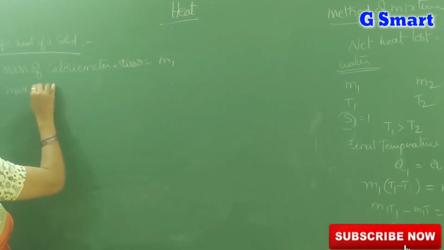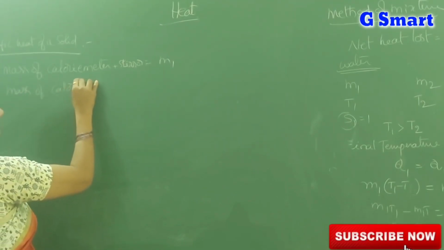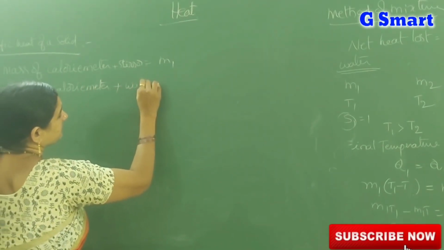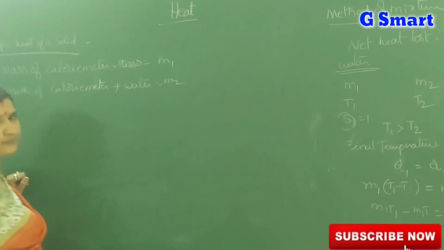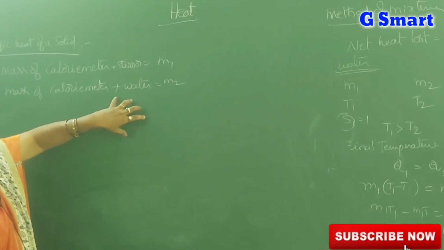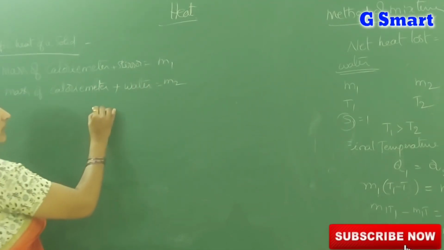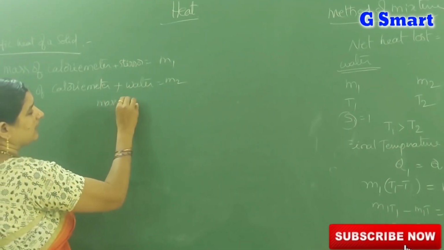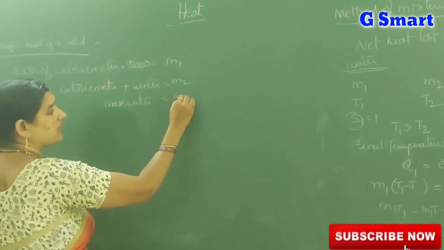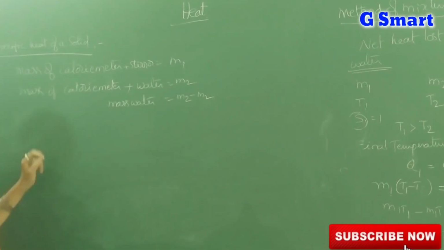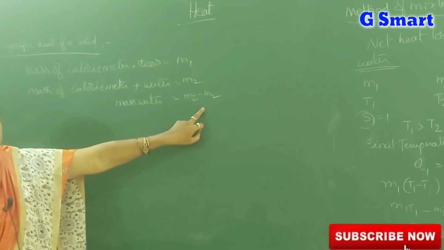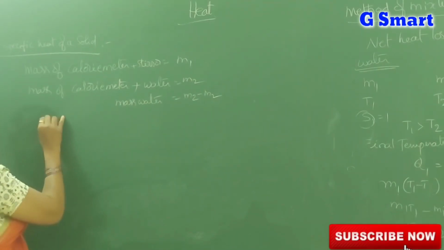Next, the mass of the calorimeter plus water is equal to M2. Take water in that calorimeter and measure the weight of the calorimeter and water, M2. But we want the mass of water. How will you get the mass of water? By subtracting M2 minus M1, you can get the mass of water. Mass of calorimeter plus water minus mass of calorimeter gives you the mass of water.